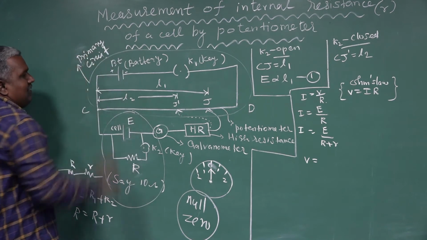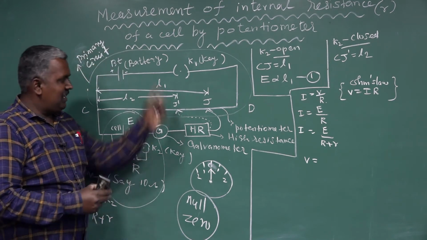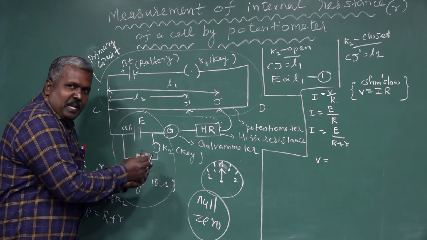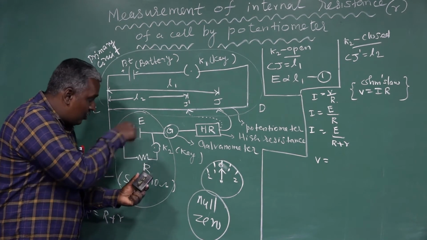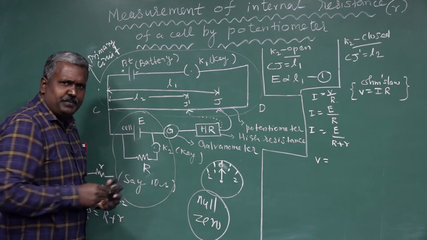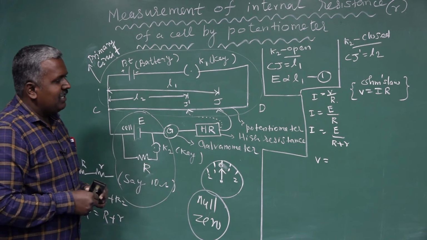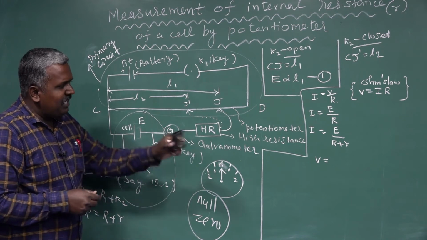Primary circuit. Okay, leave it, no problem. K2 is pressed, now it is a closed circuit, not an open circuit. Current passes through the circuit. Okay, at the return, I is equal to E by R plus r.